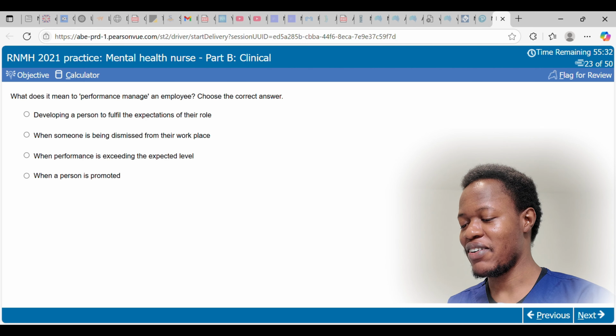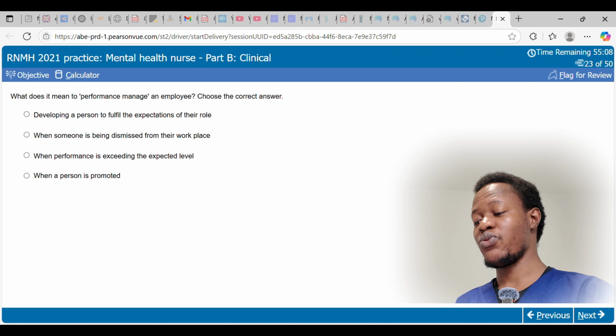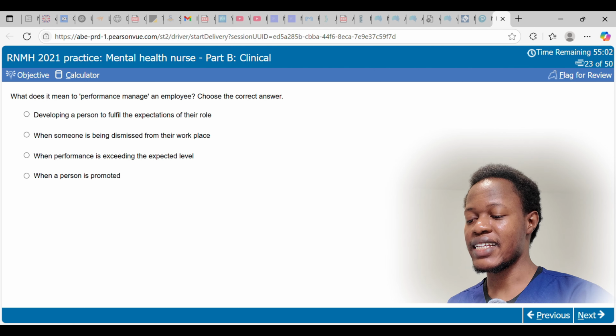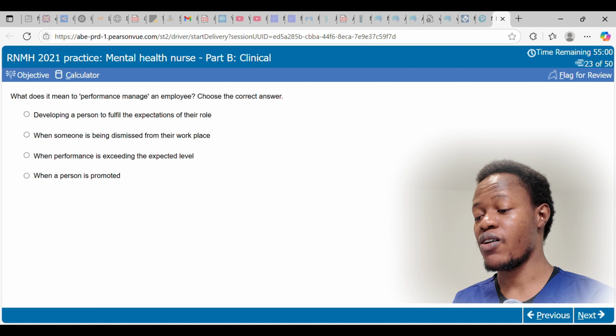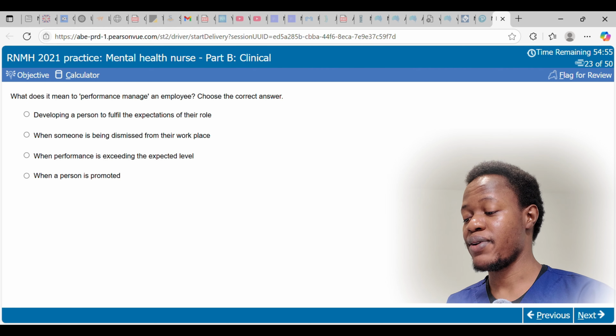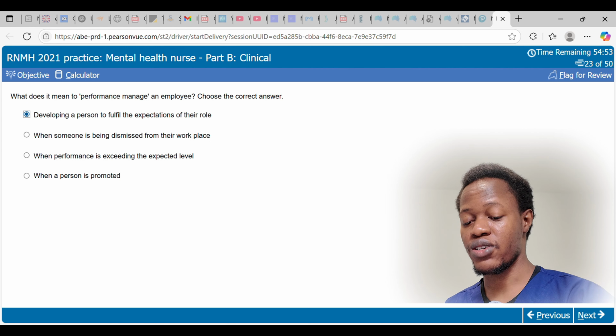So, what does it mean to performance manage an employee? Choose the correct answer. A, developing a person to fulfill the expectations of their role. B, when someone is being dismissed from their workplace. C, when performance is exceeding the expected level. And D, when a person is promoted. I think the correct option here is A, because they're trying to see where you may have shortcomings and help you maximize your potential. So the best answer for this question is option A.